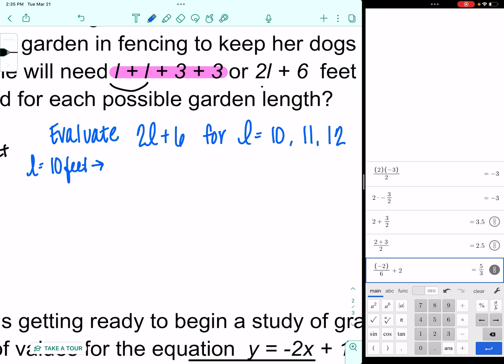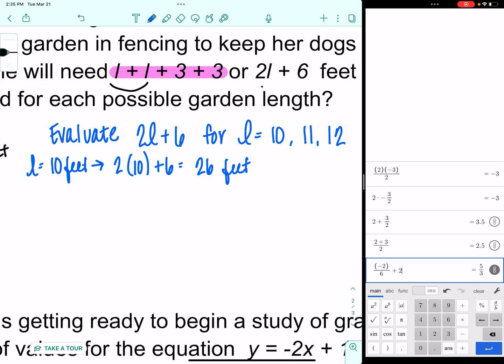If my garden is 10 feet long, that means I would need 2 times 10 plus 6, or 26 feet of fencing.